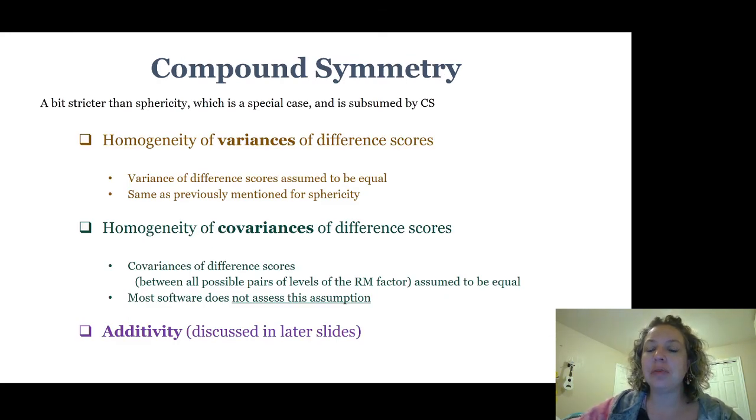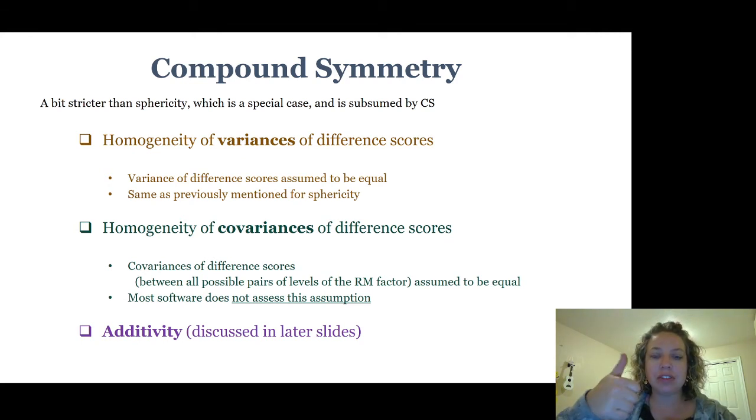So usually we test sphericity not directly, but kind of through the back door, through compound symmetry. Compound symmetry is a little bit stricter than just sphericity. It says we have homogeneity of variance, homogeneity of covariance, and additivity. So compound symmetry is all 3 of those components. And we're going to talk about additivity on another slide.